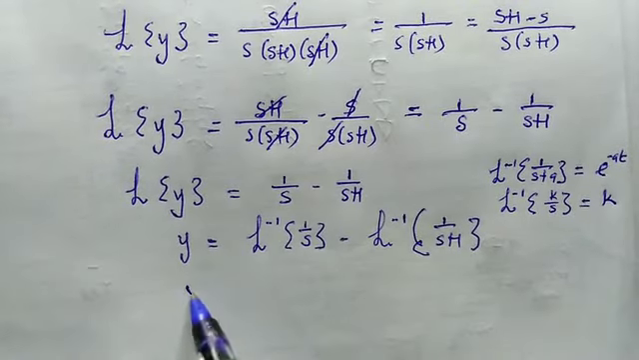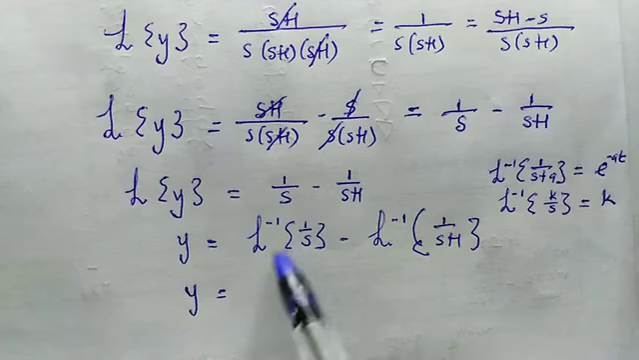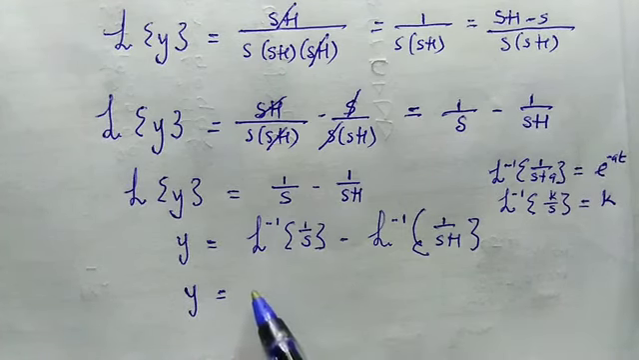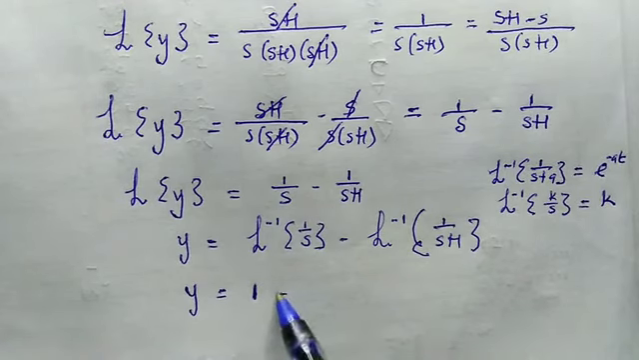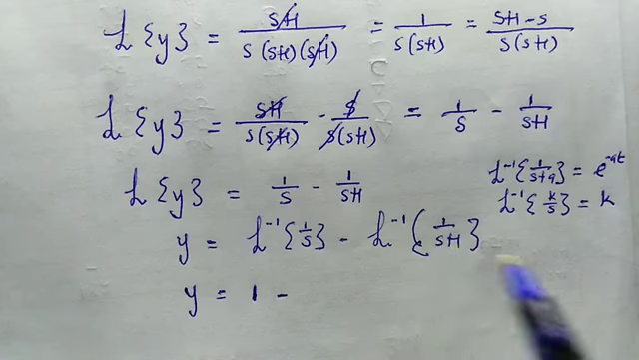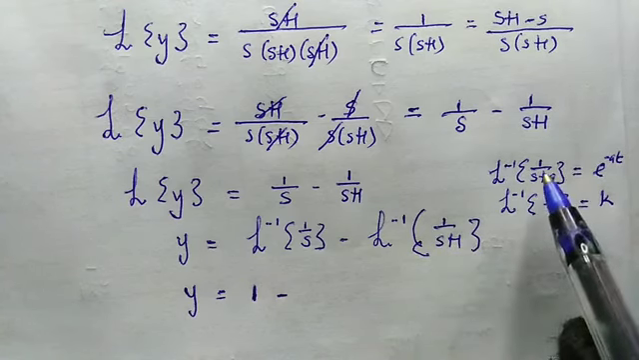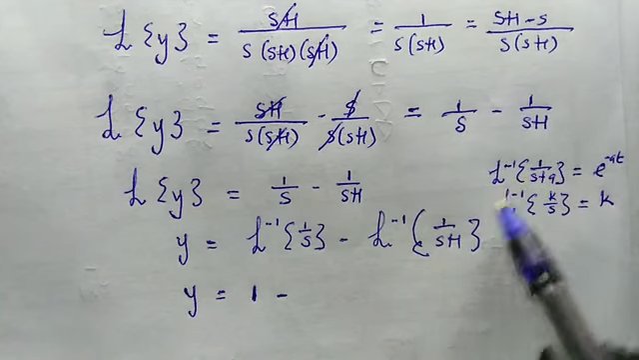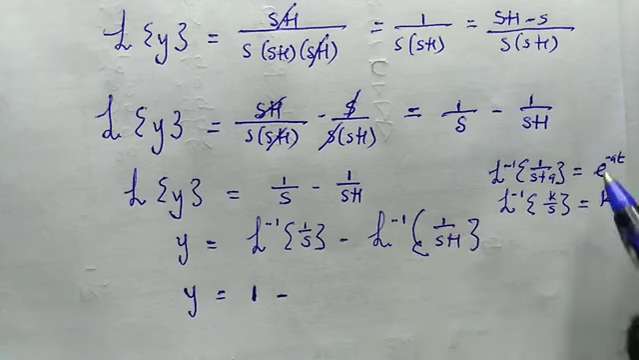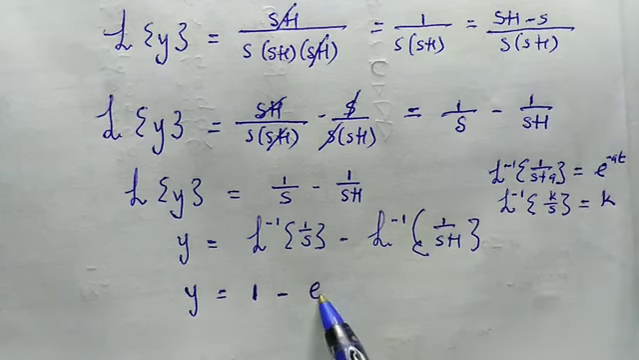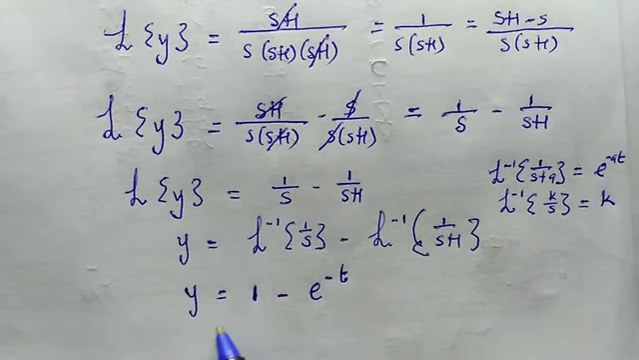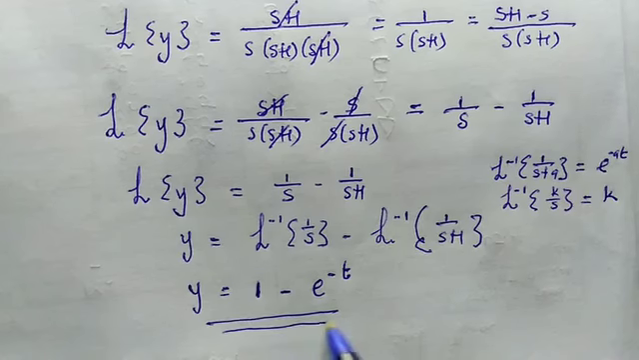So from here we get y is equal to the inverse Laplace transform of 1 over s. 1 here is the constant, so that will give us just 1. Then minus, here we are going to let a equal 1. If you let a equal 1, you get the inverse Laplace transform of this, which is e to the power of negative 1 times t, which is negative t. And this is the solution.